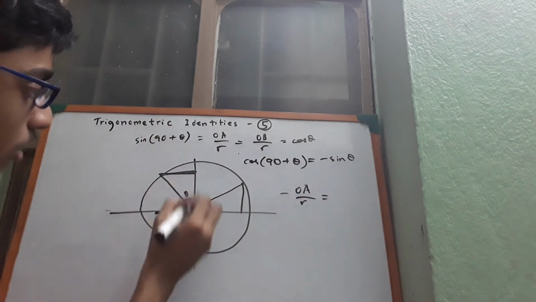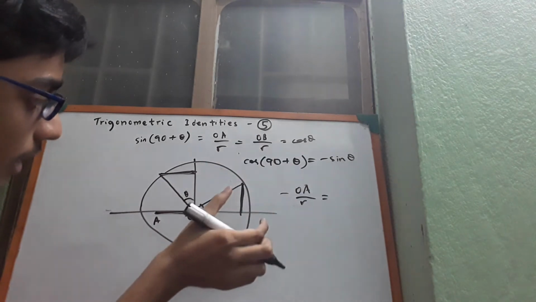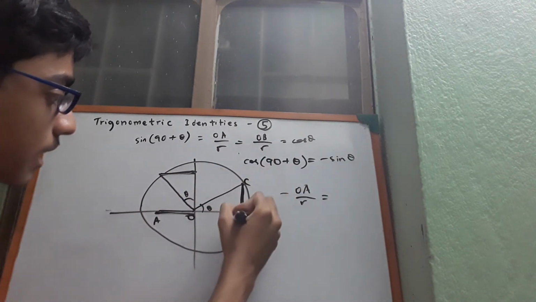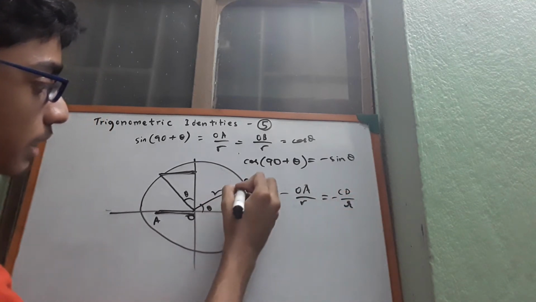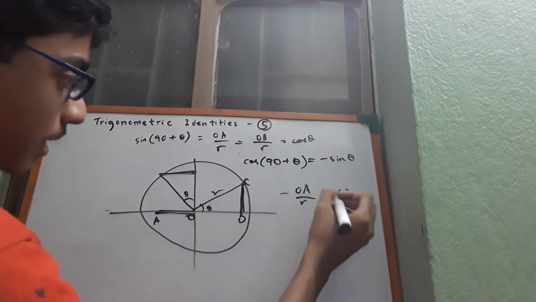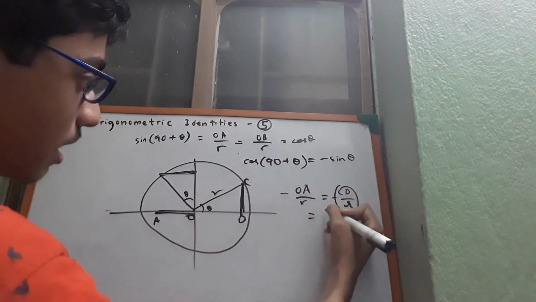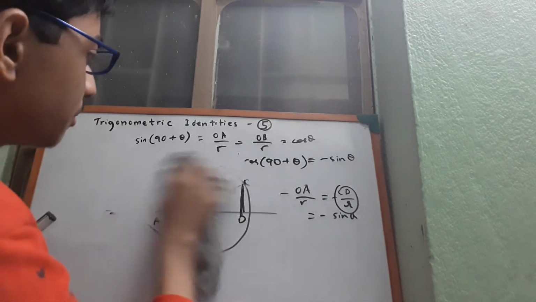Now again these two triangles are congruent. This length is equal to this length. You can just rotate the triangle and see what I mean. So we can replace this by that. Let this be CD. So this is just minus CD over R. This is just sine theta in this triangle, but we have a minus here. So minus sine theta. Derivations are really simple once you get the concept.